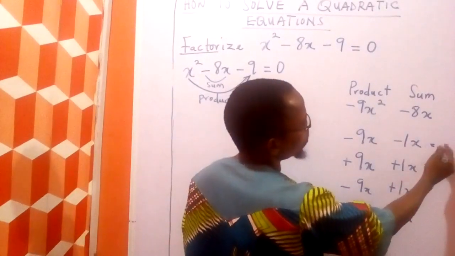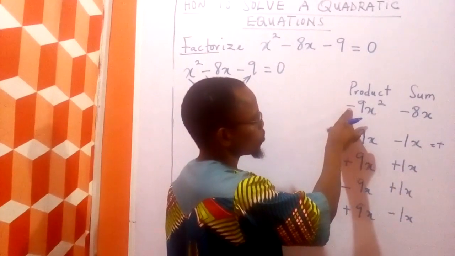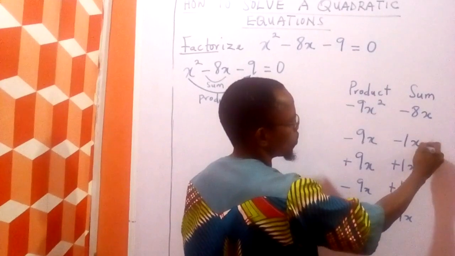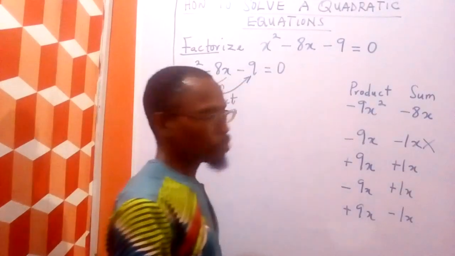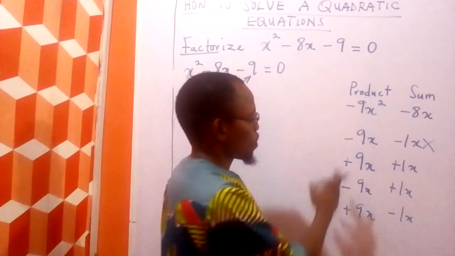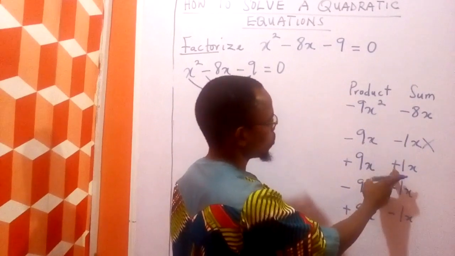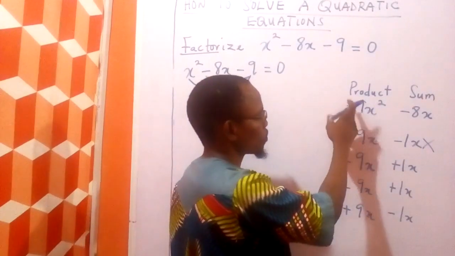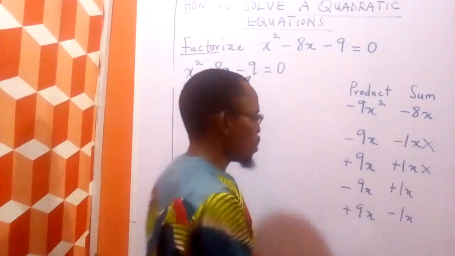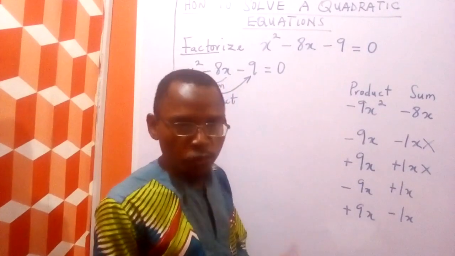Minus times minus will give us plus, and what we have here is minus. So this one is out. We can't use that factor. Okay, let's look at this. Plus times plus will give us plus, and what we have here is minus. So this one too is out. So let's look at the next one and see whether it will give us what we want.